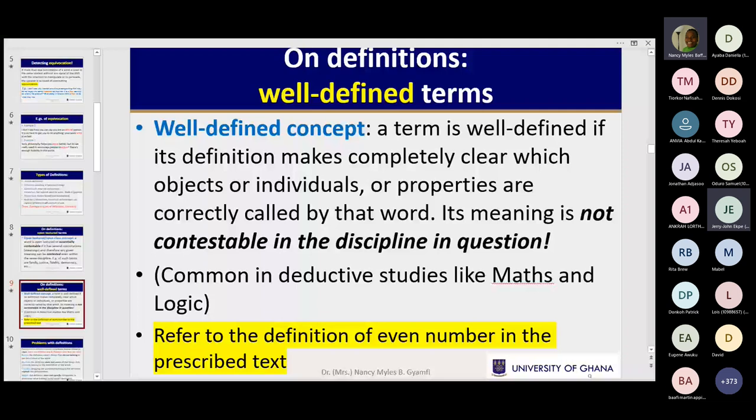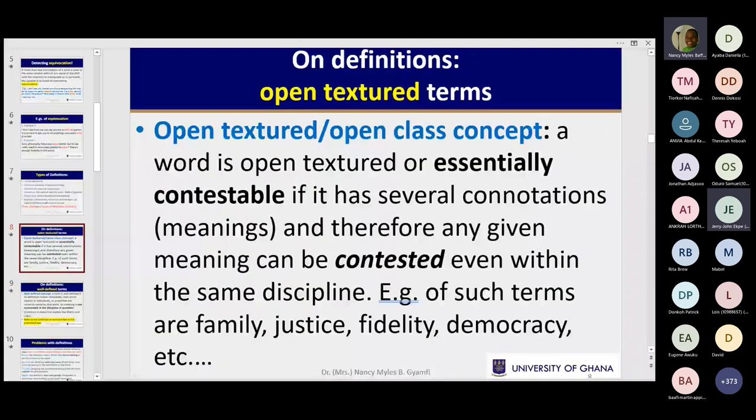But we are focusing now on what? Open textured. Look at another name for open textured, open class concept. It means that particular word and its offered meaning can be contested. You can argue, you can contest it, even within the same discipline. You can insist that someone is not family to me only because he or she is biological, has my blood, so to speak. Then we'll all be family in the world.